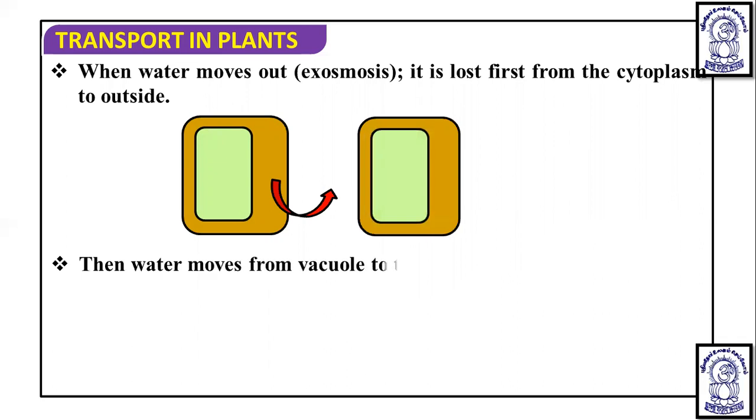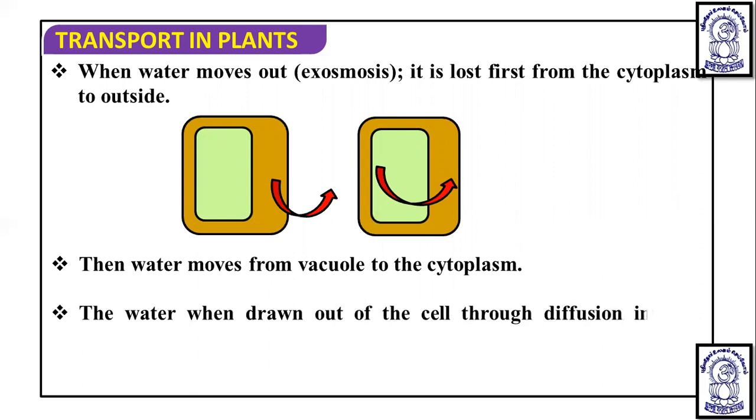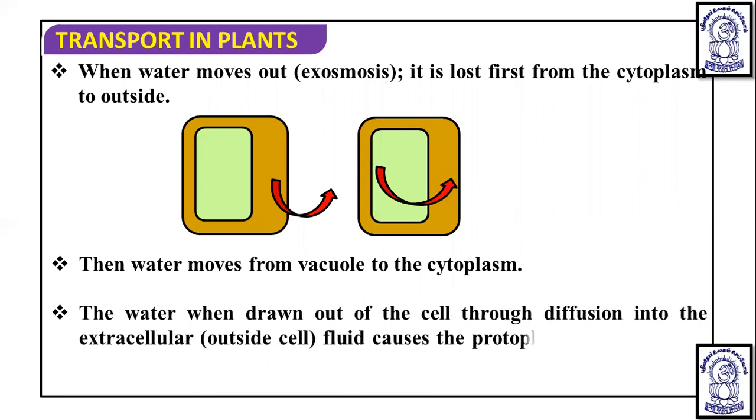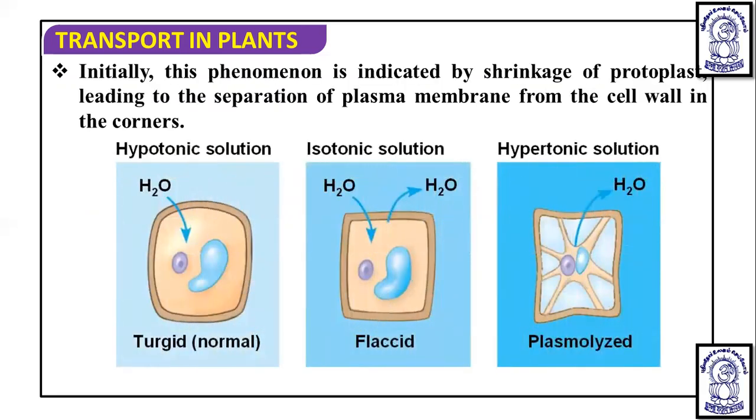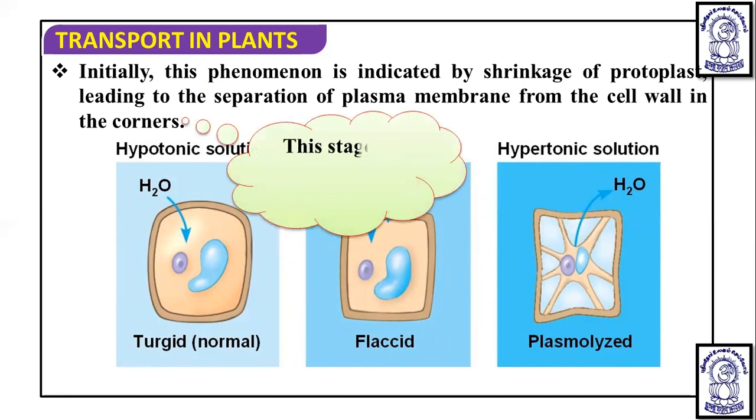First, the water will move out of the cytoplasm, and then it will move out of the vacuole. So the water drawn out of the cell through diffusion into the extracellular fluid causes the protoplast to shrink away from the cell wall. When the protoplast shrinks away from the cell wall, a shrunken cell is obtained, and this shrunken cell is known as the plasmolyzed cell. Initially, this phenomenon is indicated by a shrinkage of the protoplast, leading to the separation of the plasma membrane from the cell wall. So hypotonic, isotonic, hypertonic, what will take place, we know.